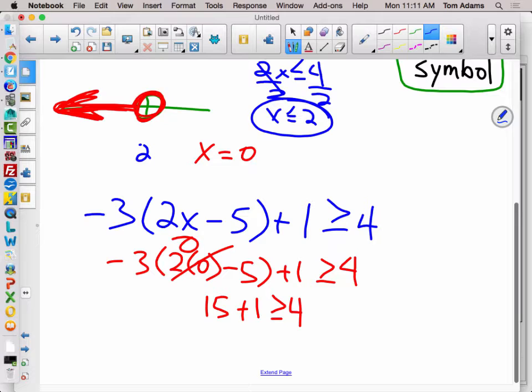Shouldn't that circle on the number line be filled in? You're correct. I was in such a hurry, I forgot to fill it in. Now you know why, right? Because of this little equal sign. Correct. Good. I did that on purpose to see if you guys were paying attention.